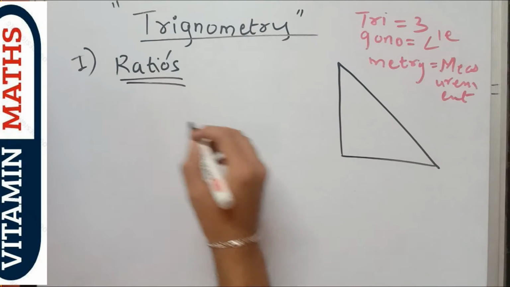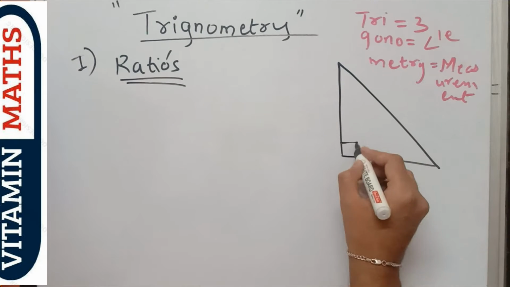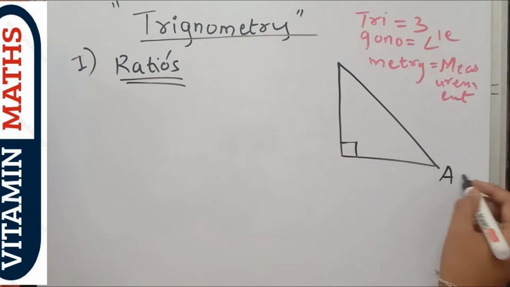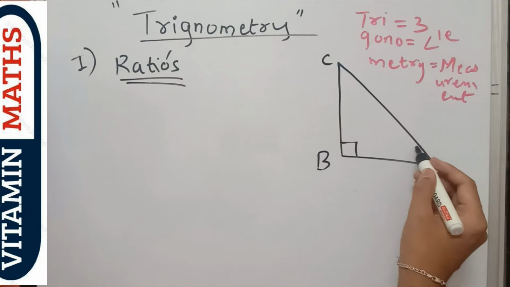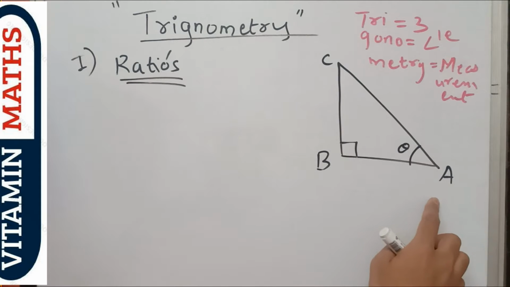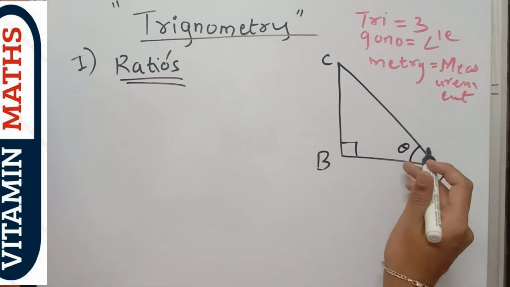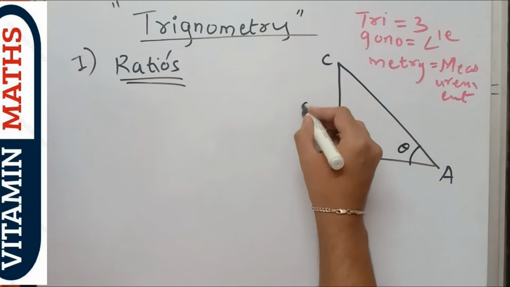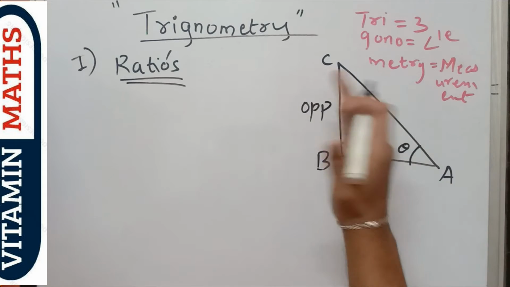So to begin with ratios, we have to always consider the right angle triangle, as you all know. So I will take A, B, C here. I am going to consider my theta at A. So the opposite of this theta is side BC. The BC side is opposite to this theta.